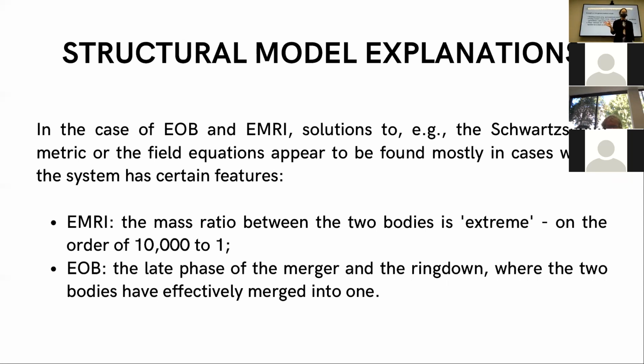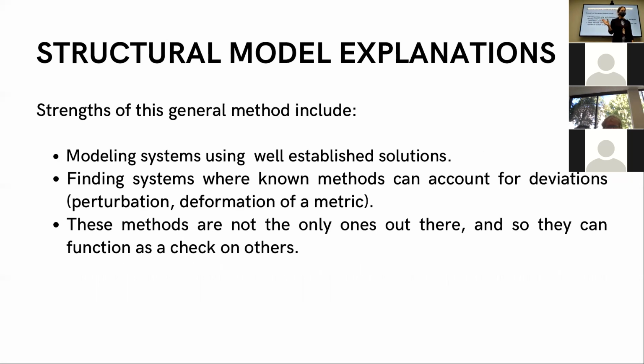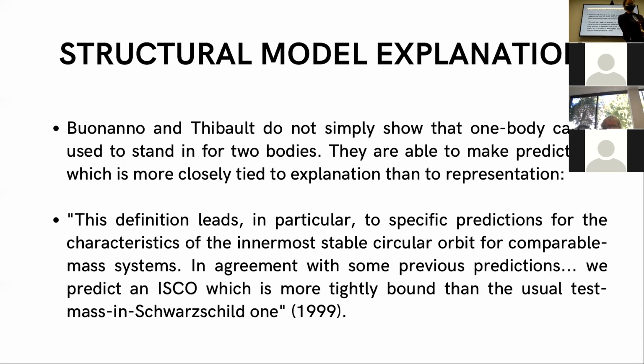So strengths of this method of structural model explanation include modeling systems using well-established solutions. This is something that, you know, this is just the way it works. You find a system, you find well-established solutions to dynamical problems, and then you find a way of extending them. You find systems where known methods can account for deviations like perturbation or metric deformation. And then these methods aren't the only ones out there, so they can function as a check on others.